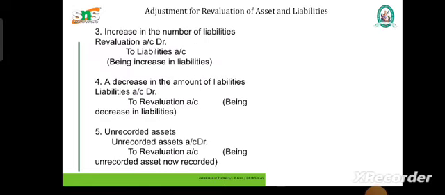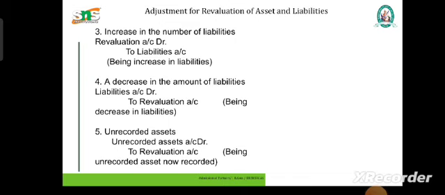The third one is increase in the amount of liabilities. The entry is revaluation account debited to liabilities account. The narration is being increase in liabilities. Fourth one is the decrease in the amount of liabilities: liabilities account debited to revaluation account. The narration is being decrease in liabilities.